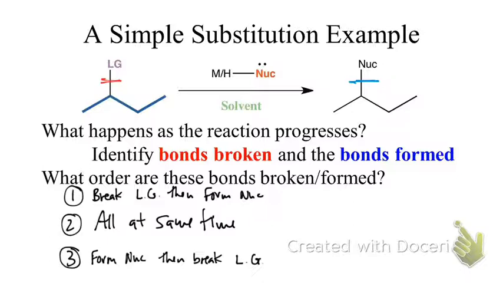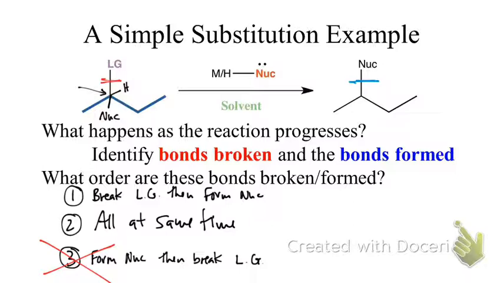How many types of SN reactions are there? 2. We just came up with 3 possibilities. What does that mean? One of those isn't likely. Which one's not likely? Number 3 doesn't make sense. If I form that nucleophile bond first, how many bonds does that carbon have? Remember, there was an implied hydrogen to begin with. How many bonds are there? 5. That is physically impossible, which means rule 3 can't occur. We end up with 2 types.